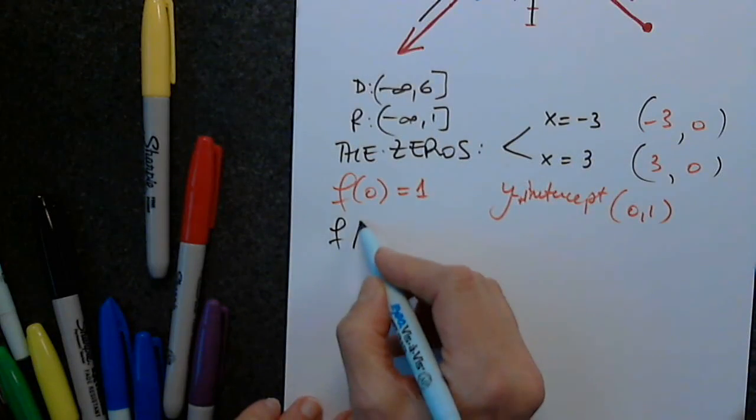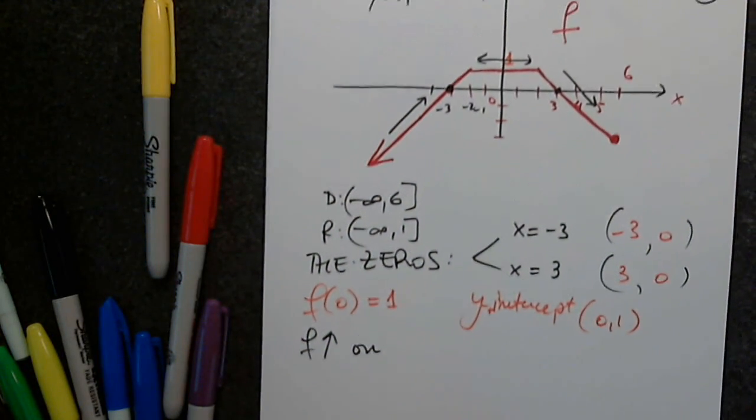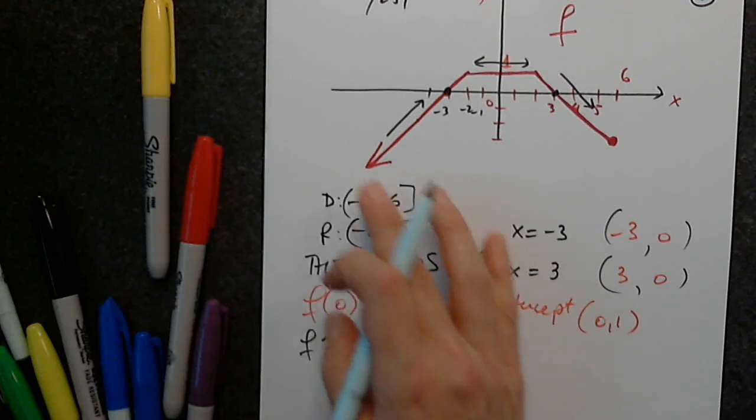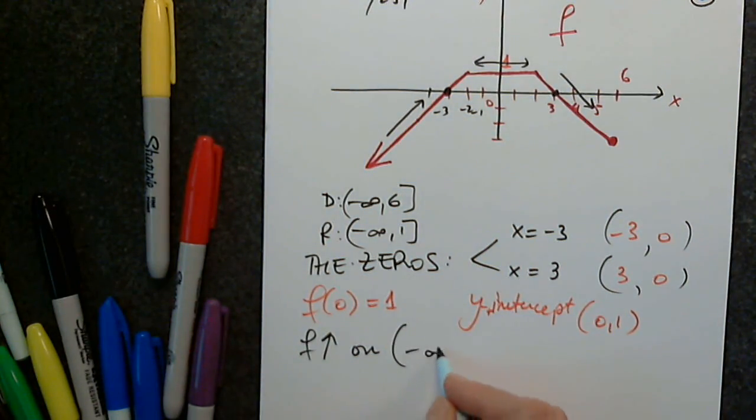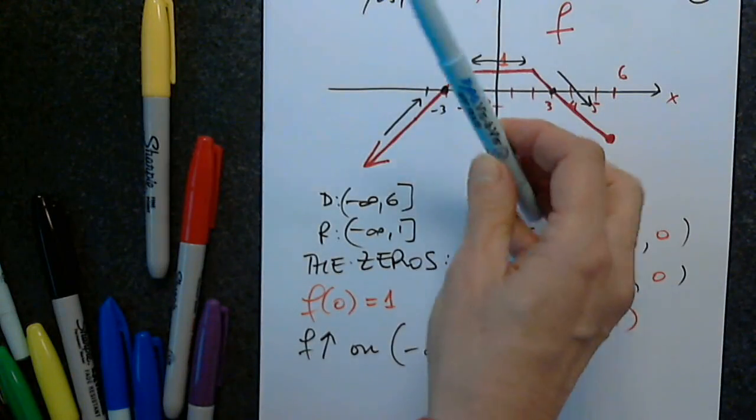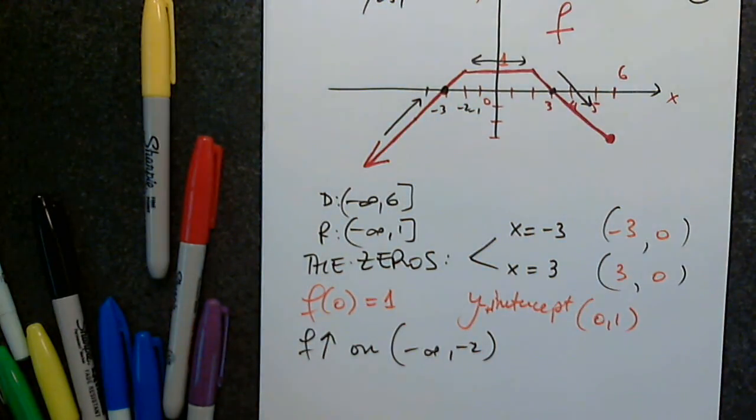So f is increasing on... Perfect. Negative infinity to negative 2, from the leftmost point till the rightmost point on the x-axis. Very good.